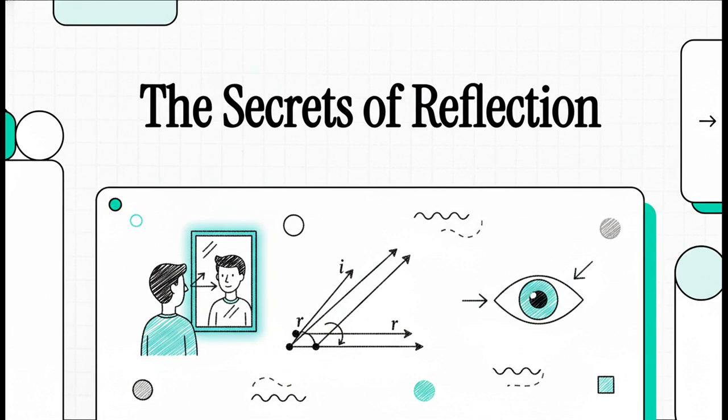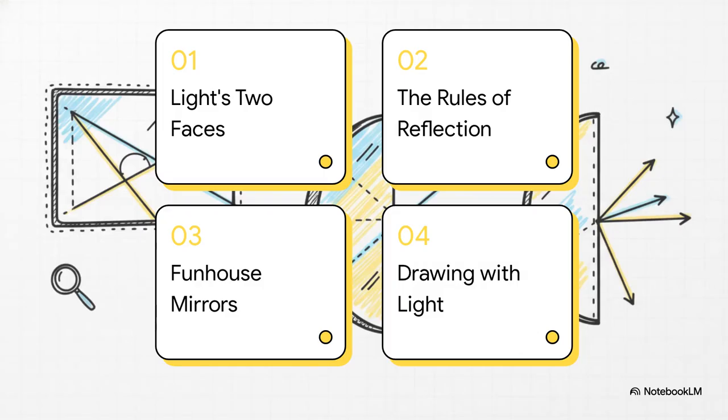And once you get it, you understand everything from a wild funhouse mirror to the most powerful telescopes in the entire universe. So here's our roadmap for today. First, we're going to tackle what light is, at least for our purposes. Then we'll get into the super simple rules of reflection. After that, we're going to start bending those rules with some funhouse mirrors. And finally, we'll learn how to actually draw with light so you can predict what any reflection is going to look like.